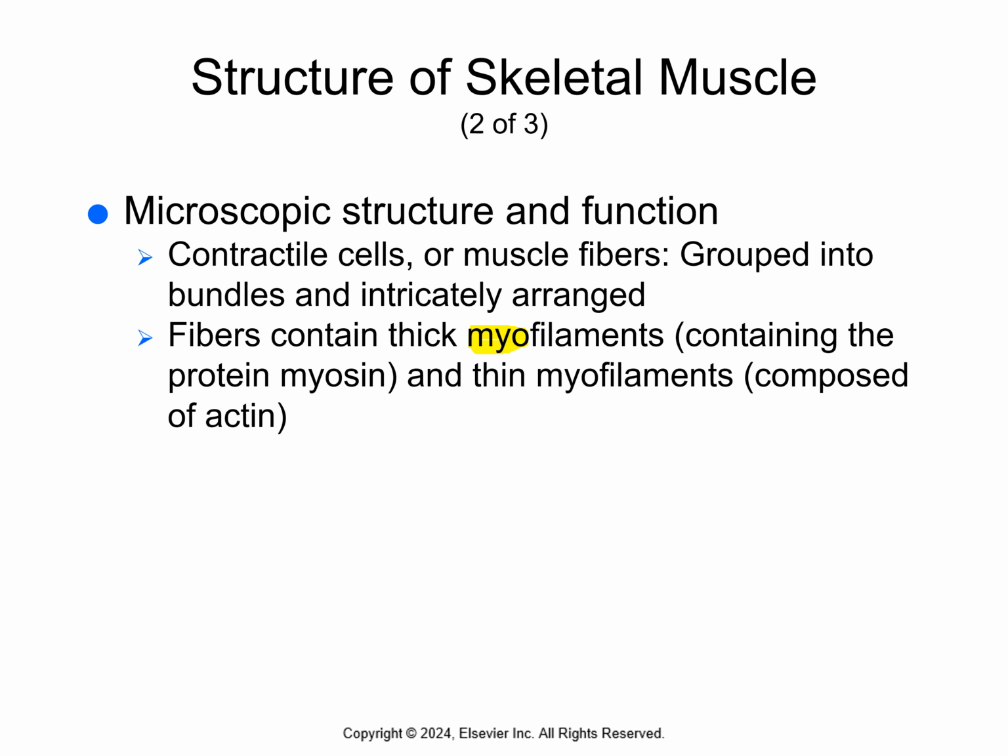If you look at letter A, it's showing that they contain protein. The thick filaments are made out of a protein called myosin. So now we're getting deeper into the cellular level, and the thin ones are composed of actin. So you're going to have myosin and actin, or a thick and thin filament.